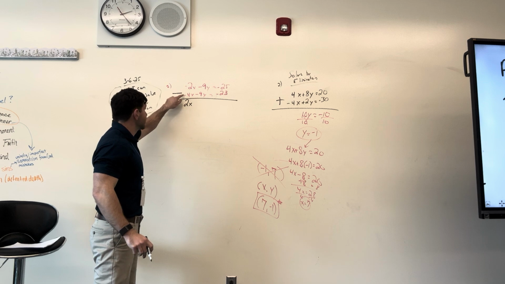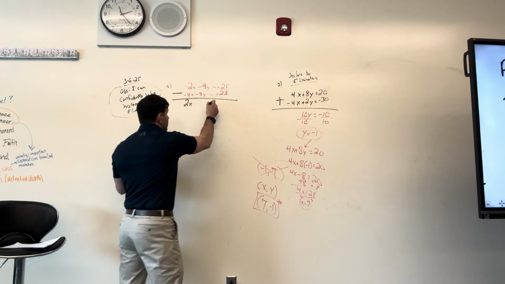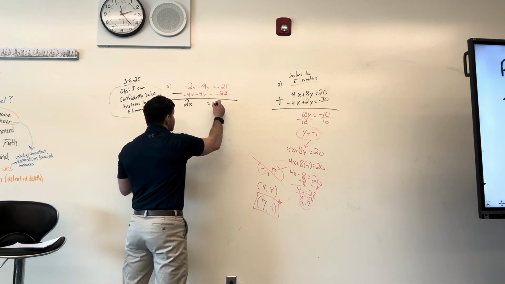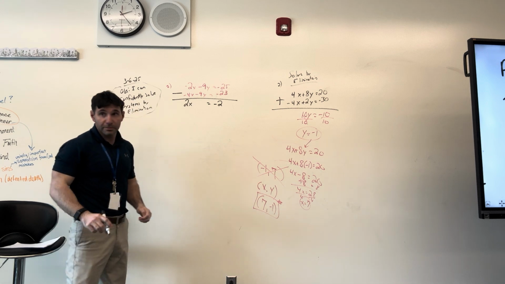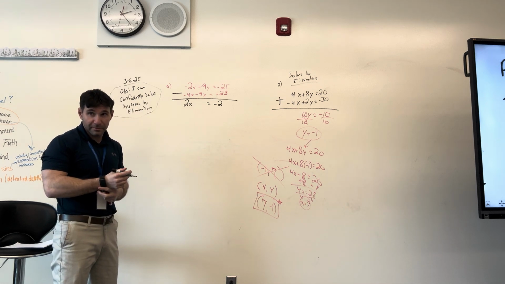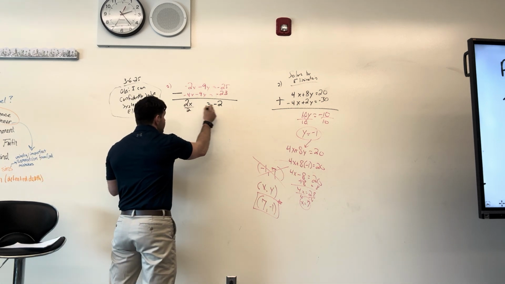Negative 9 minus a negative 9 is 0. Negative 25 minus a negative 23 is negative 2. Okay, do you have that? So from there, I divide by 2, which leaves me x equals negative 1.